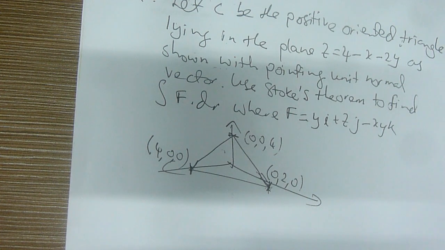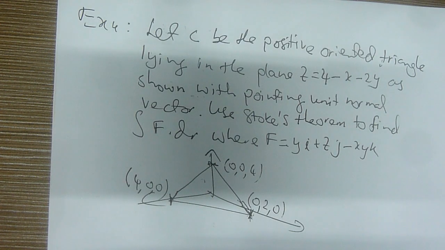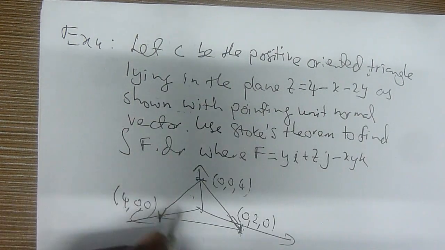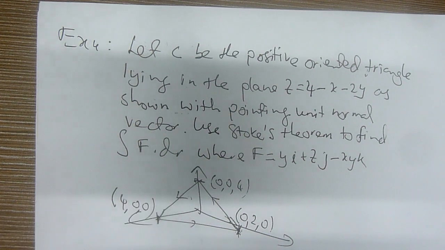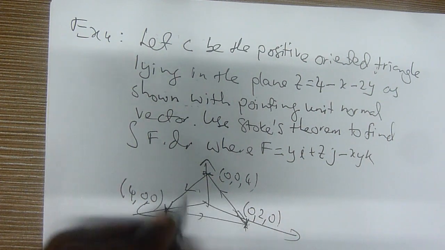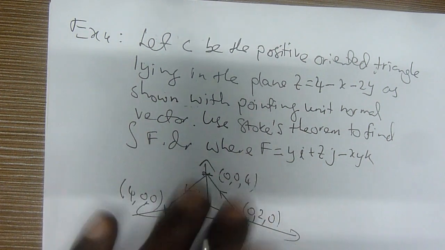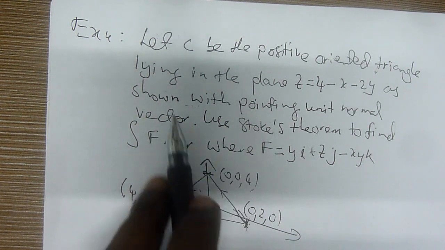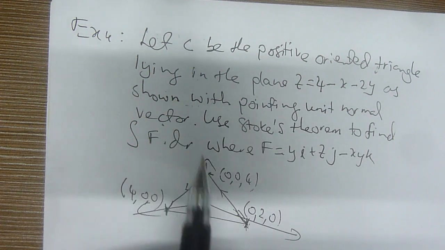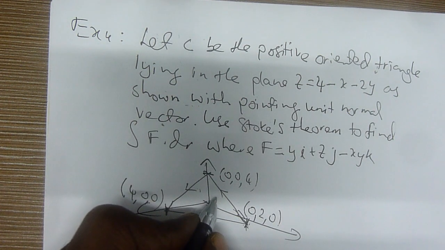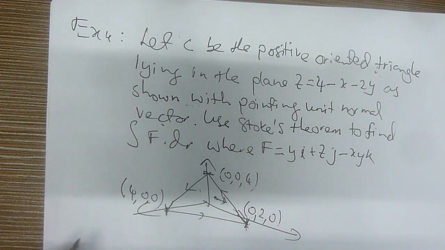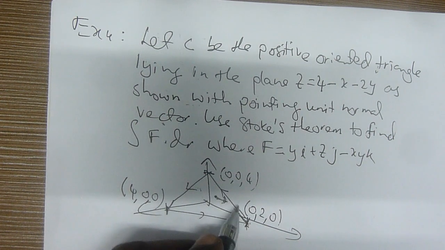Now the question, read the question properly first. Let C be the positive oriented triangle lying in the plane. This triangle, you know, they're talking about. Don't worry about which direction at this first moment. We just wait and see first. You can assume, no problem. Shown with the pointing unit normal vector. Actually there is no normal vector shown here, but I assume this is where it is. But this is not a smooth surface anyway.